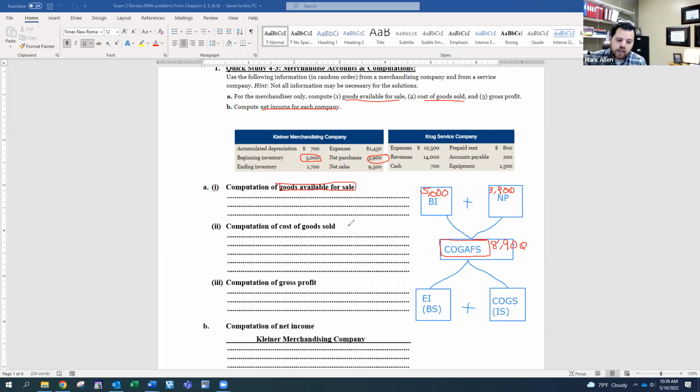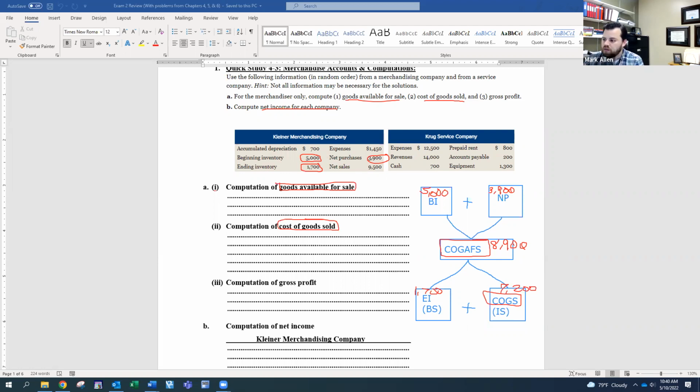Now, for the next piece, I say, well, now give me cost of goods sold. So now we're solving for this right here. Well, to solve for that, my combined information of ending inventory and cost of goods sold better come back to be that $8,900. So what I can do is look and see, okay, we didn't sell 1,700. So we've got 1,700 in ending inventory. And now I can just solve 8,900 minus 1,700 is 7,200. That is my cost of goods sold.